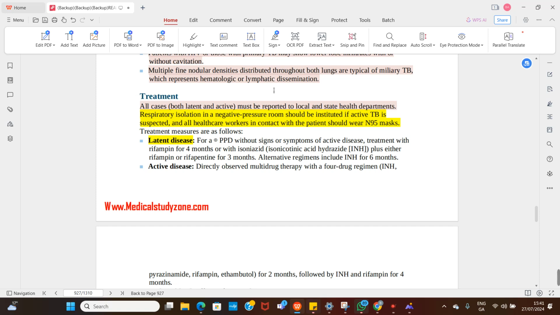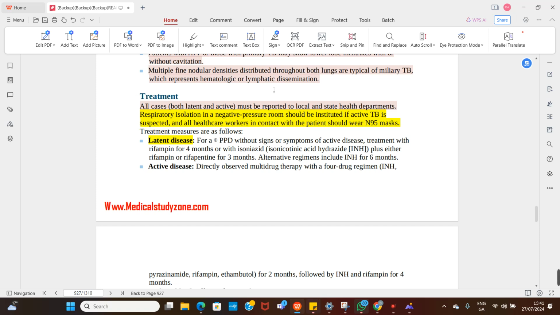If the person is having active, you have to isolate them, right? Isolate them in a negative pressure room. A negative pressure room means that in that room, air can only come in, air cannot come out. So there's no way, even if the individual sneezes, the droplet will not be able to leave that room. It will be confined to that room. Negative pressure only sucks. They cannot release. That's the way to look at it.